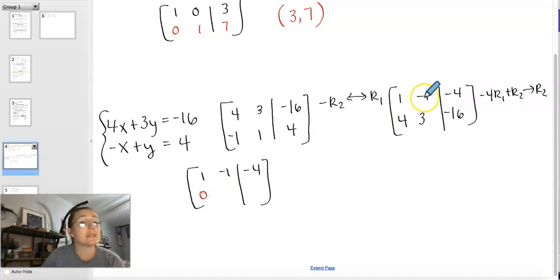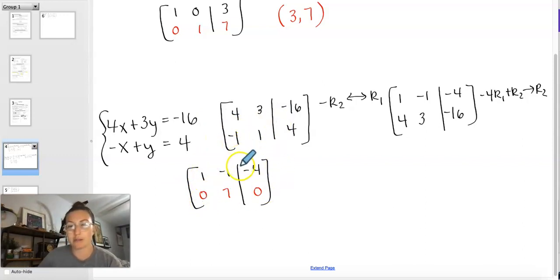Negative 4 times negative 1 is positive 4. 4 plus 3 is 7. Negative 4 times negative 4 is positive 16. 16 plus negative 16 is going to give me that 0. Okay, hopefully so far so good. So now I've accomplished this. I have a 1 and I have a 0.